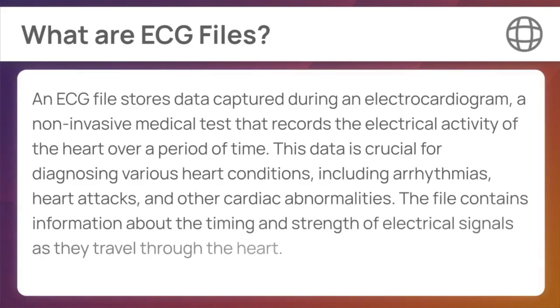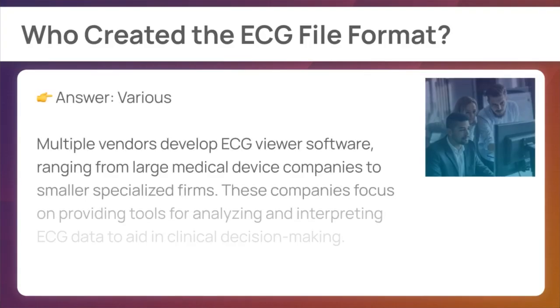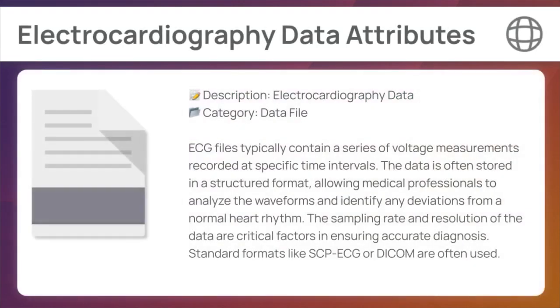An ECG file stores data captured during an electrocardiogram, a non-invasive medical test that records the electrical activity of the heart over a period of time. This data is crucial for diagnosing various heart conditions, including arrhythmias, heart attacks, and other cardiac abnormalities. The file contains information about the timing and strength of electrical signals as they travel through the heart. ECG files typically contain a series of voltage measurements recorded at specific time intervals.